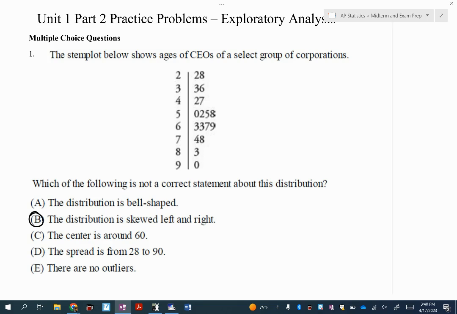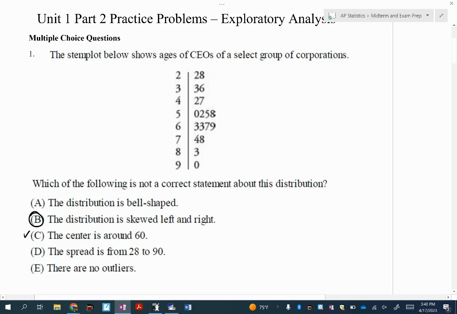Okay, for all that being said, is the center around 60? Sure, this looks good. I'm fine with that, okay? The spread here, I think they're trying to tell you the range. The range is the highest minus the lowest. Is the lowest 28? No, what is the lowest?